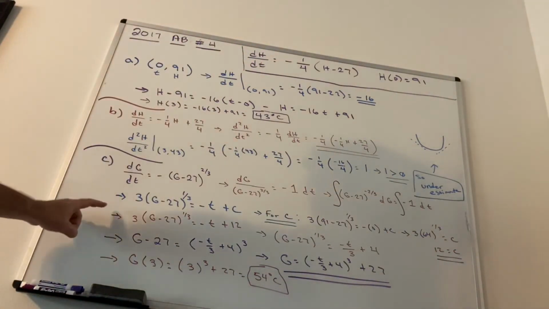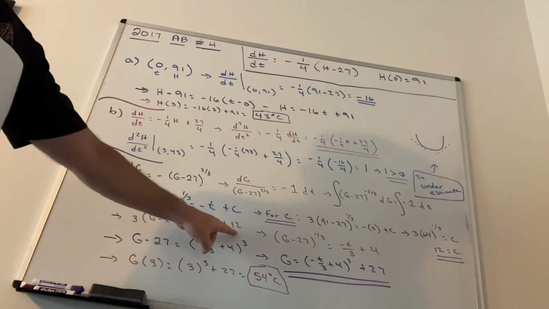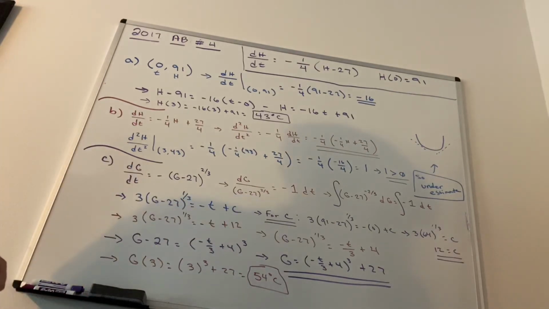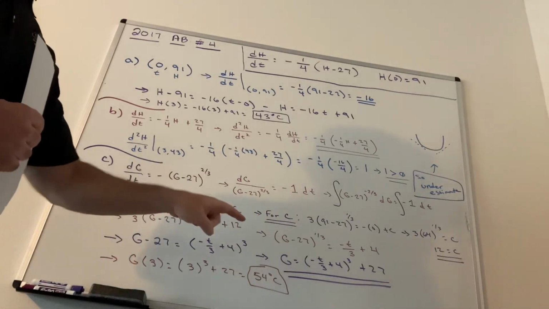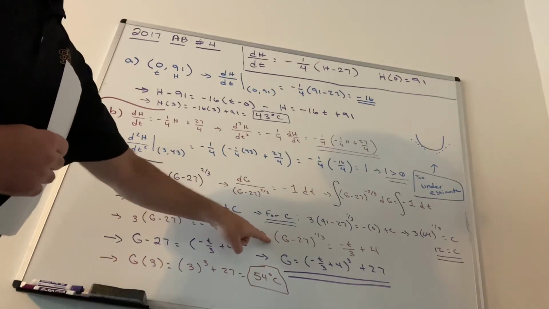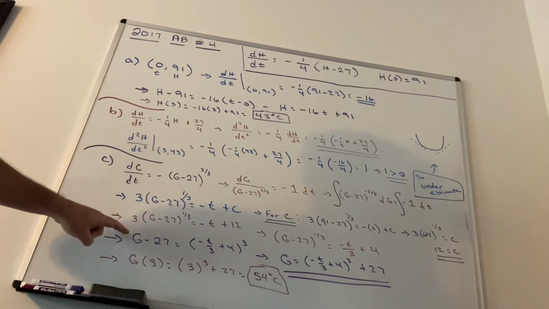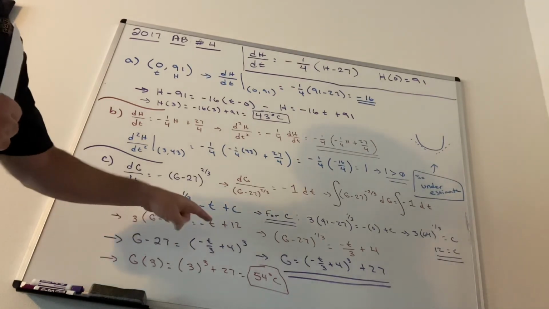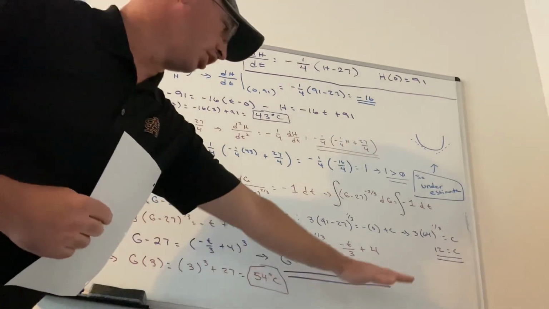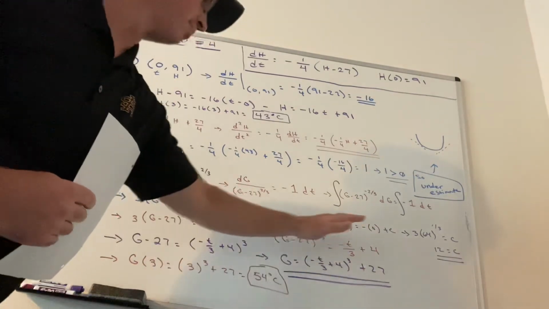Now this is just a rewrite with the c value replaced. Then just start whittling it away to get g by itself. Divide everybody by 3, that puts me to here. Cube everybody, that puts me to here. Add your 27. So that's g all by itself right there. That's fine.